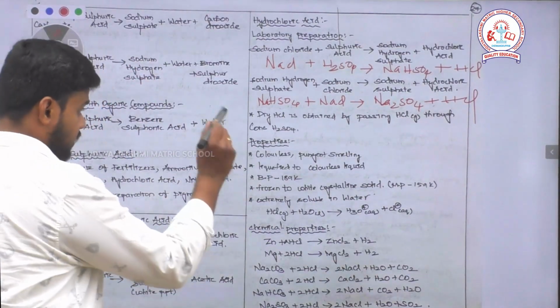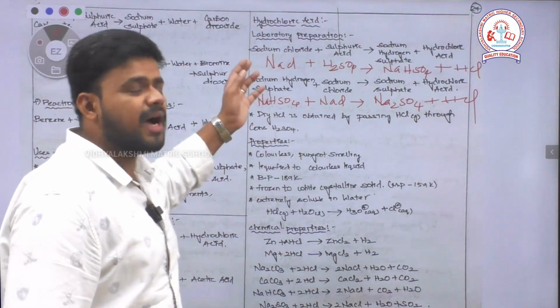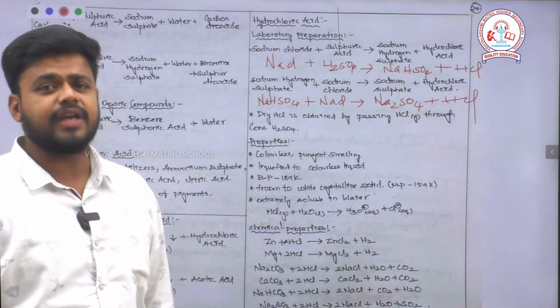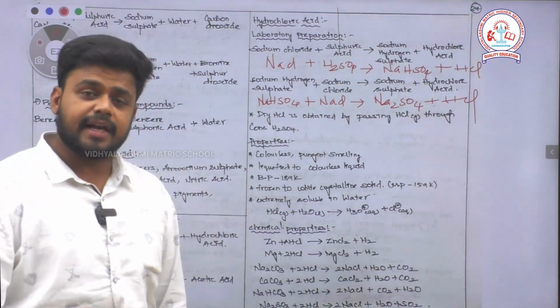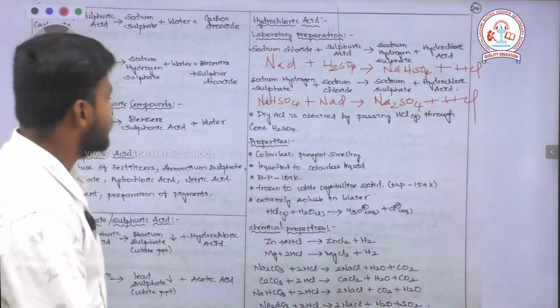If the HCl which we are getting is moist, we can pass it through the sulfuric acid. Since concentrated sulfuric acid is an excellent dehydrating agent, it can remove the moisture from the HCl gas so that we will be getting dry HCl easily. So this is the one.